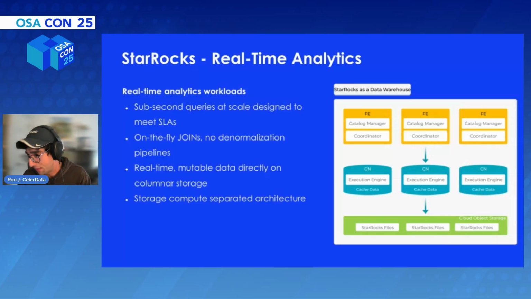So where does StarRocks fit into this whole thing? Well, we provide real-time customer-facing analytics, promising sub-second queries designed to meet your SLAs. So you could say goodbye to a lot of those pesky denormalization pipelines, and say yes to mutable data directly on columnar storage. So you're able to use normalized joins again. You don't have to denormalize a lot of your data, get that disk explosion, or have a fragile data pipeline.